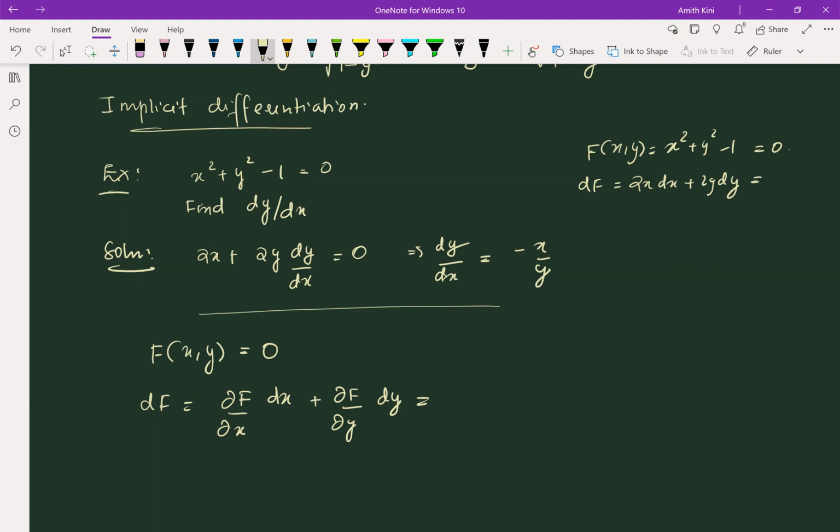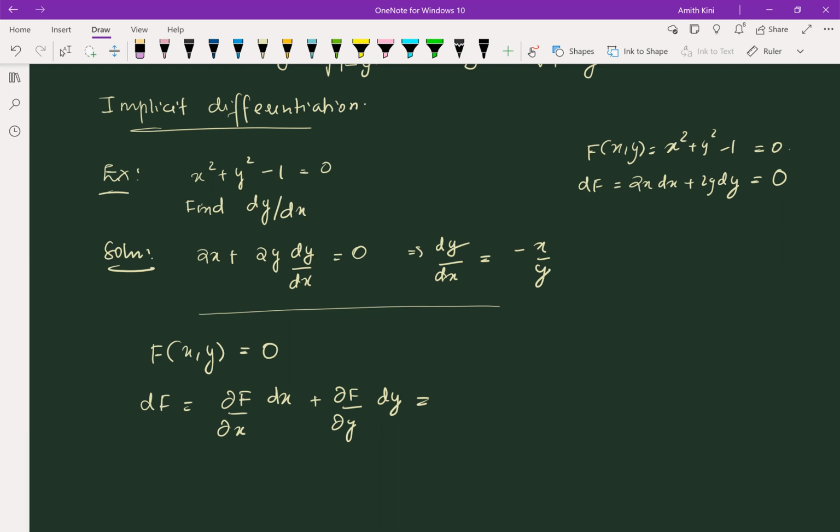What is it going to be? Is there anything further I can write down? Equal to what? Equal to 0. That's all, because the function value is fixed. This is a constraint, right? F of x, y is fixed to be 0, so its differential should be equal to 0.